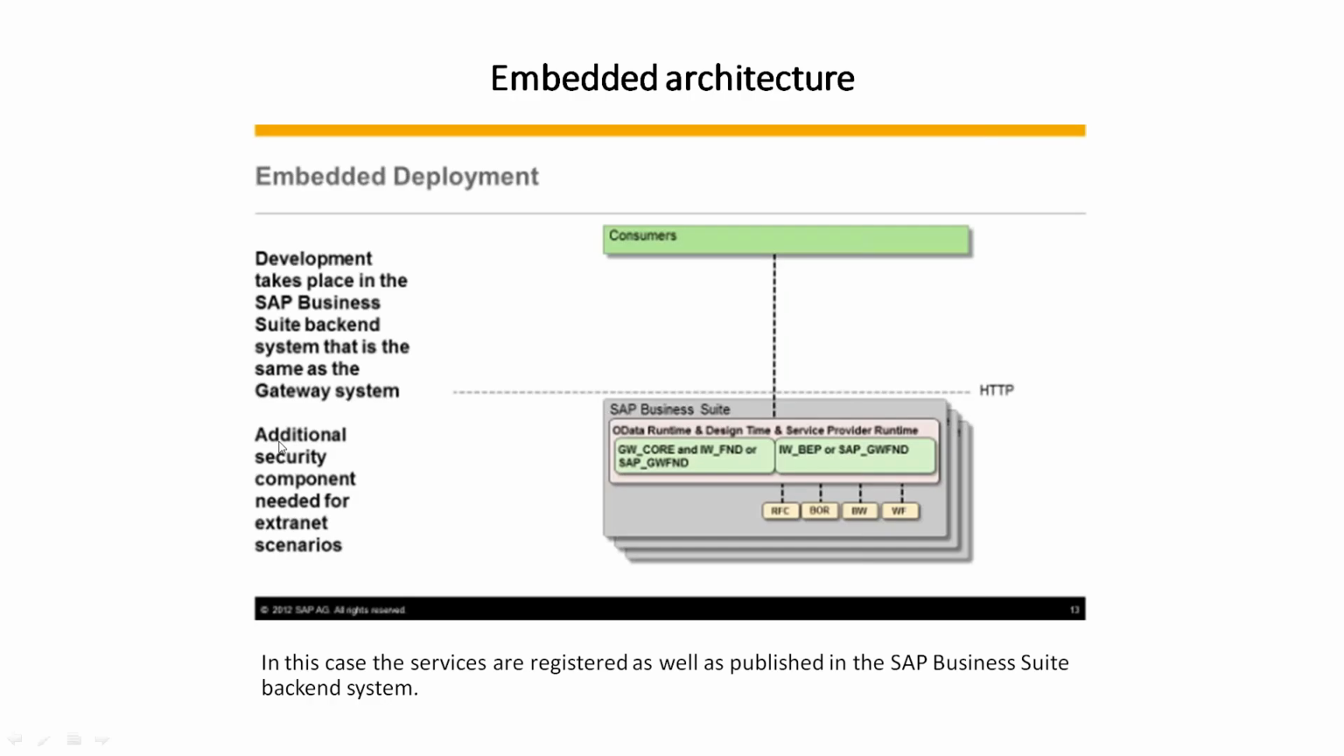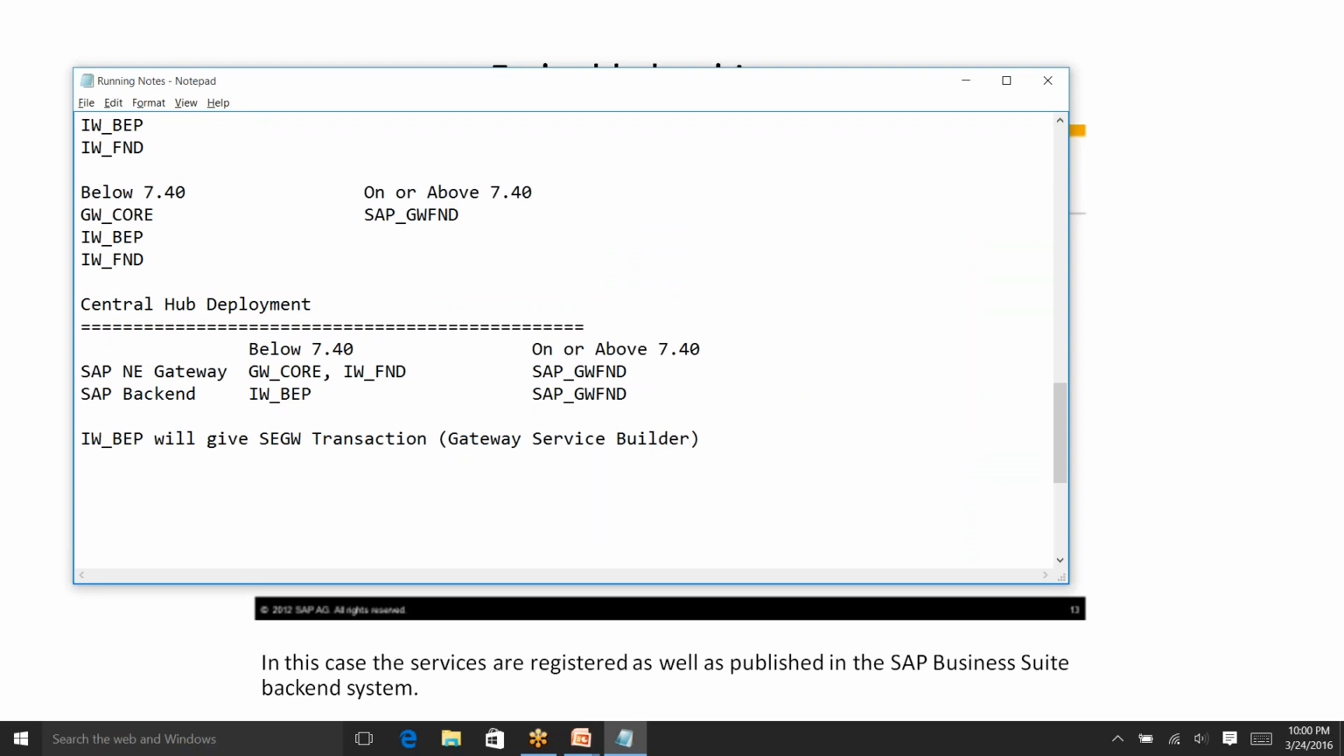No. If you see my notepad here, in the SAP backend system you will have the IW_BEP component. This is backend enablement provisioning, and this component will give you the SEGW transaction, meaning Gateway Service Builder. This is where all our development for the OData happens. After we are done with the development, there is an extra step to register this service in the gateway system.